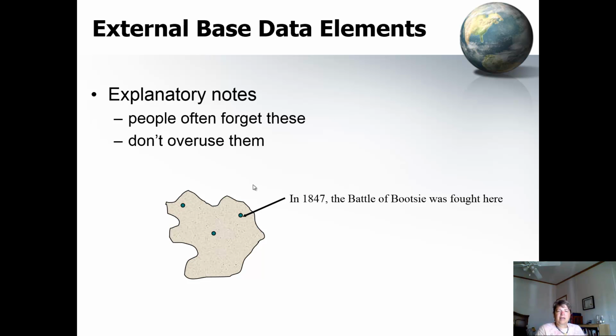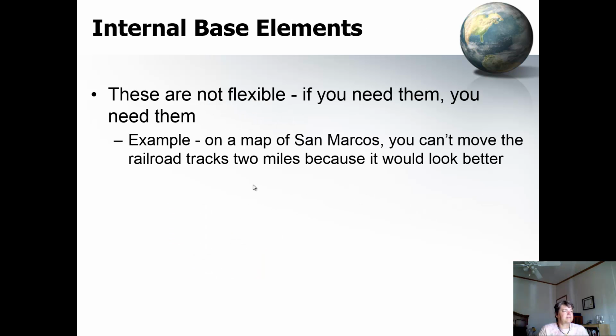Explanatory notes, just little captions and little notes that tell you what's going on there. You don't want to use too many of those to clutter up the map and make it too busy. Your internal base elements, you can't move those. If, as it says here, you don't like where the railroad tracks are on the map, you can't just move them because the railroad tracks are there. So you want to keep them there.